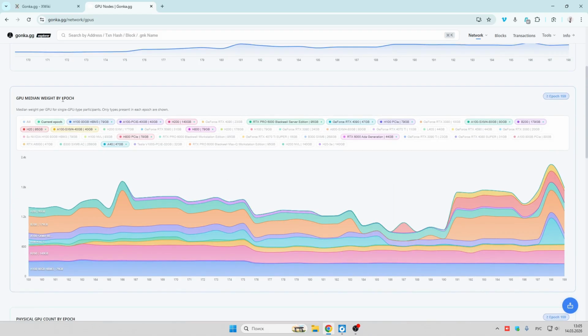Here, the median weight. What is a median? It means you take, let's say, the entire list, all the models, these H100s, all the weights of this H100 model, and then you don't discard them, but you take the middle value. In the middle, let's say there are 100, 200, 300, 400, and 500. Well, accordingly, the median value is 300.